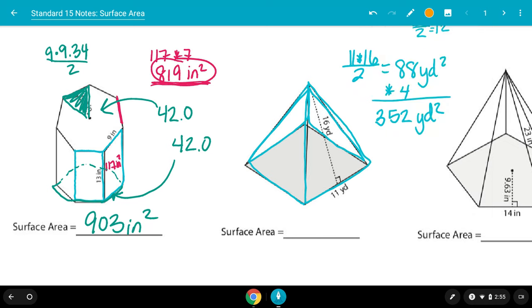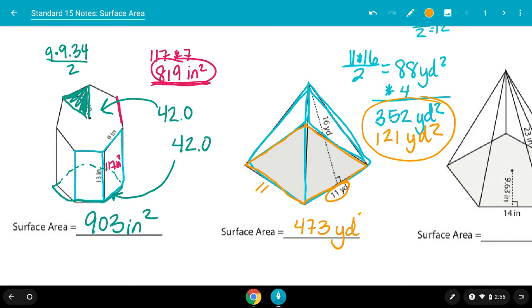Now I'm missing the base. So the base, it's regular, which means all sides are the same. So that means if this side is 11, this side is 11, and the base is just a basic square. So base times height. So 11 times 11 is 121 yards squared. And now I need to add these two together in order to find the surface area of the whole object. So that is 473 yards squared. Alrighty.